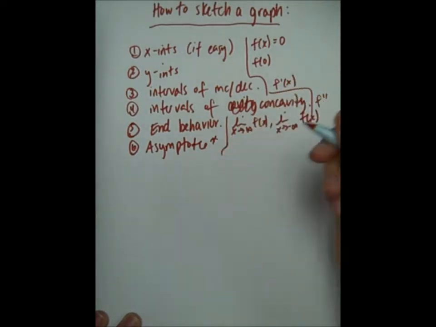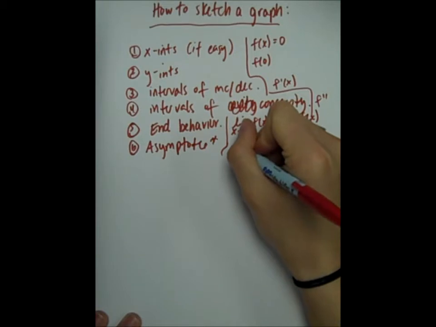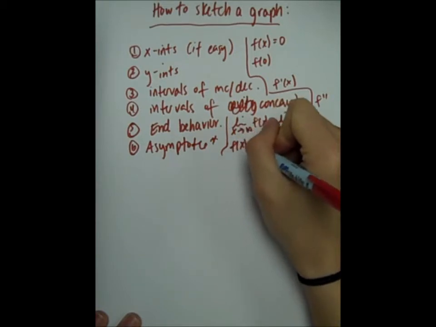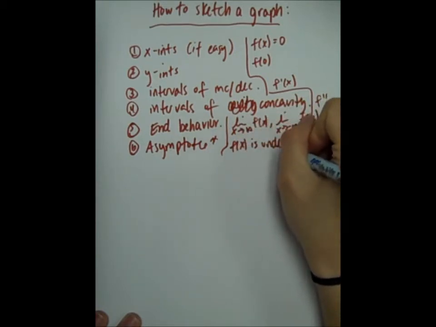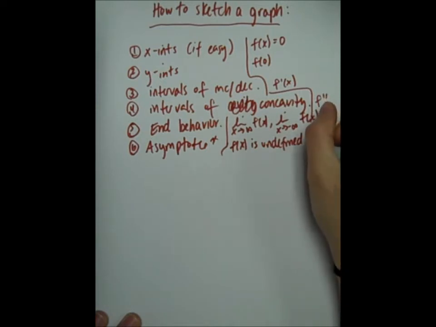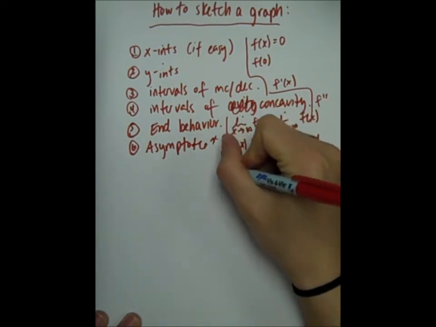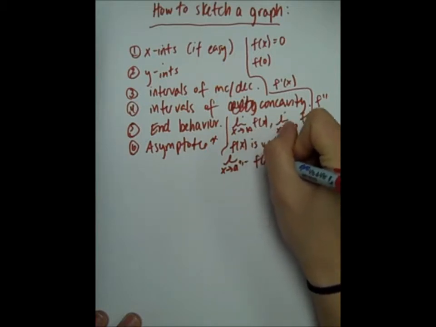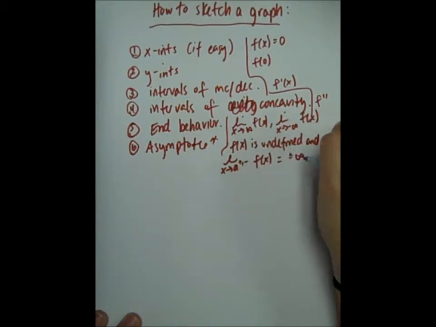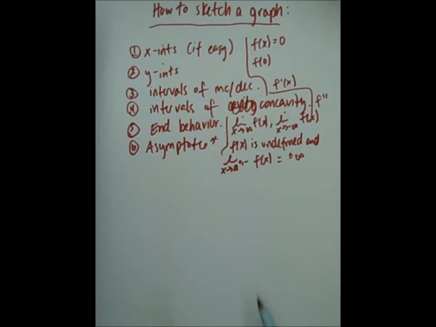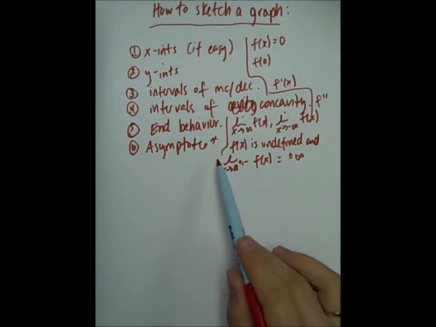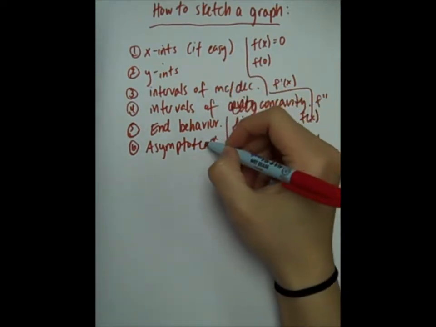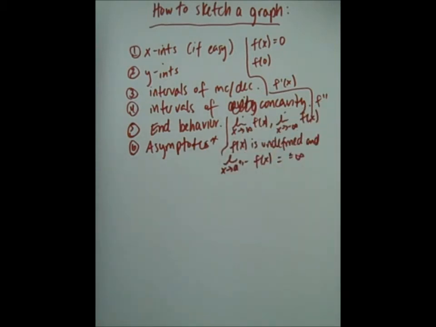Asymptotes, that's a little bit different. Asymptotes is where f of x is undefined, and one of the limits, either the right or the left, is plus or minus infinity. So again, asymptotes, sometimes we won't be looking for them. It's more if it's obvious, so we'll see some.